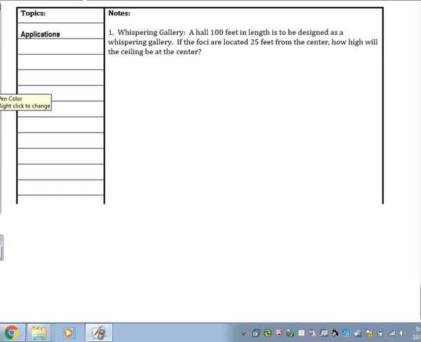So the applications for the conics will be a calculator section, so you will be able to use your calculator on the test when we do the application section there. So we're going to start off with this first application problem, and I think we only have 2 to do.